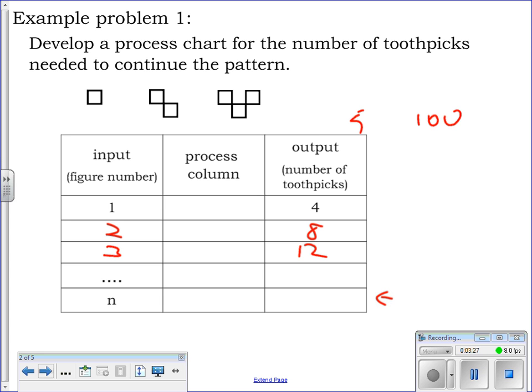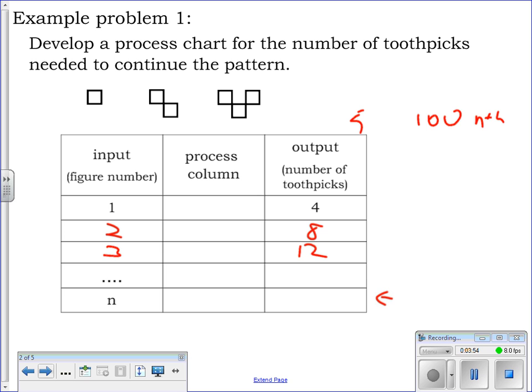I want to know what the nth term is. How many are in the nth one? That is the formula for it. Okay? It's actually not that hard. It's fairly simple to do, particularly with the ones that we have here. How do I get from 4 to 8? What do I do to get from 4 to 8 that I can also do to get from 8 to 12? Just looking at these numbers here.